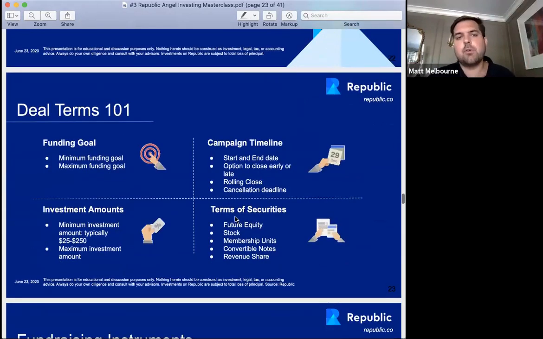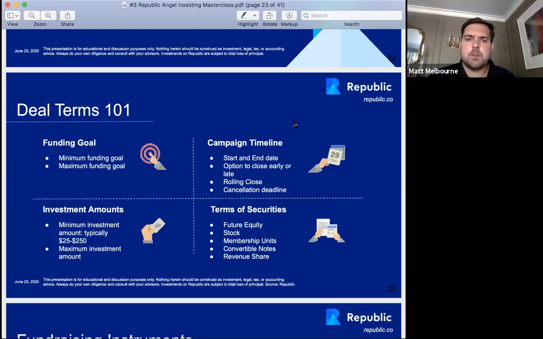At the top level on the platform, there are some important deal terms that are good to know when you're looking at Republic campaigns. For one, it's the funding goal: the minimum amount that a company has to raise to be successful, and the maximum amount that they're willing to raise. Then there are the investment amounts the company is looking for individuals to invest at. Typically it's $50 or $100, but sometimes it goes up to $250 for the minimum amount, and the maximum amount tends to be the max allowable by law, which is $107,000.